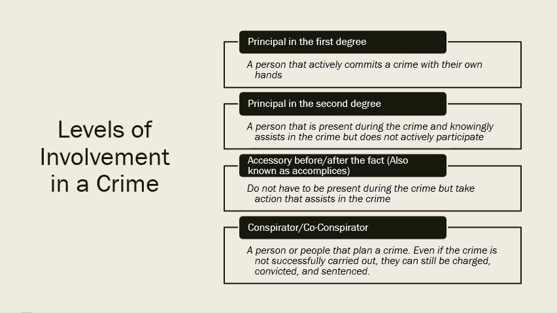And finally, conspirator or co-conspirator. These would be a person or people that plan a crime. Even if the crime is not successfully carried out, they can still be charged, convicted, and sentenced.